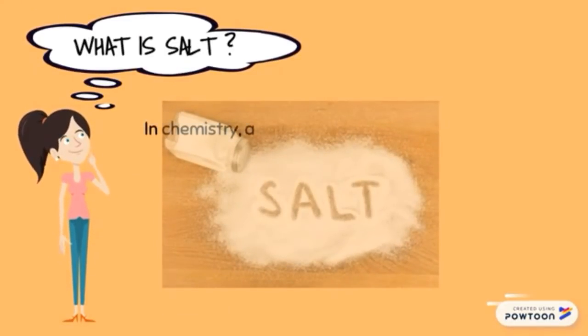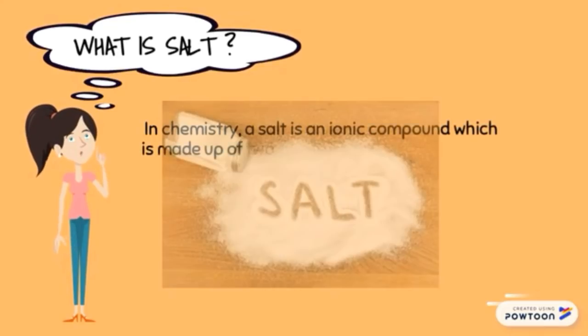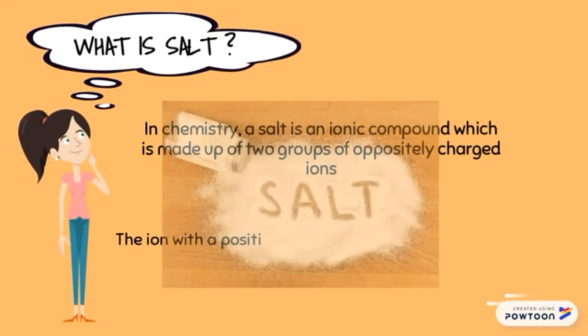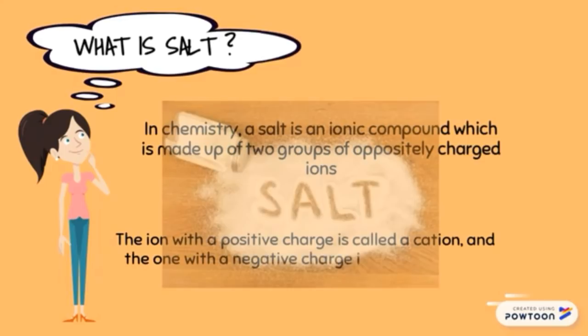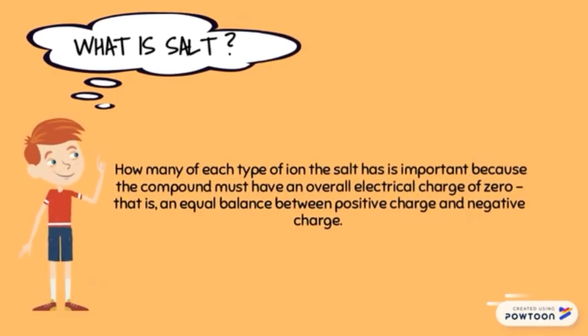In chemistry, a salt is an ionic compound which is made up of two groups of oppositely charged ions. The ion with a positive charge is called a cation, and the one with a negative charge is called an anion. How many of each type of ion the salt has is important because the compound must have an overall electrical charge of 0. That is an equal balance between positive charge and negative charge.